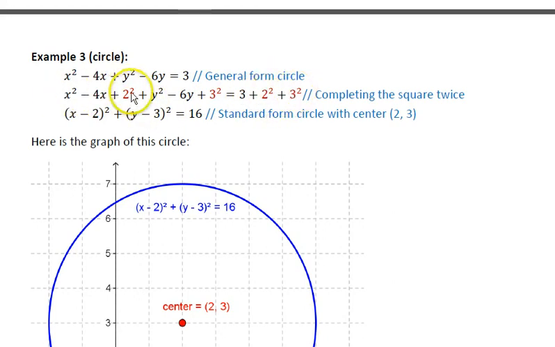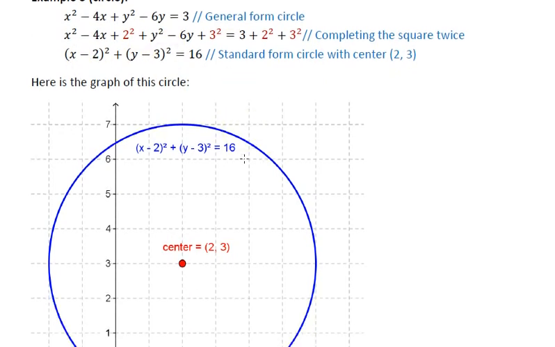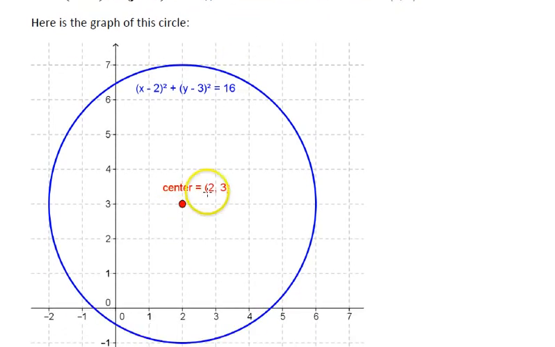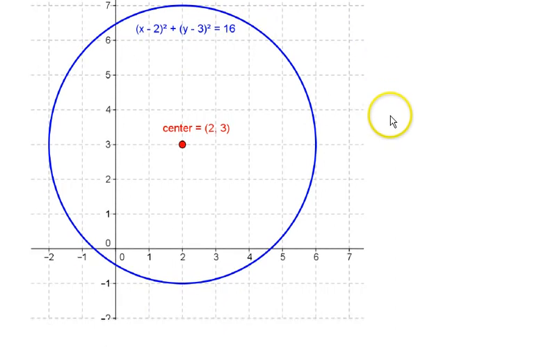This trinomial here now becomes x minus 2 squared, and this one becomes y minus 3 squared. On the right, we have 3 plus 4 is 7 plus 9 is 16. This is an equation here of a circle in standard form with the center at 2, 3. We have a graph of this circle. There's the center, 2, 3, and there's the equation.